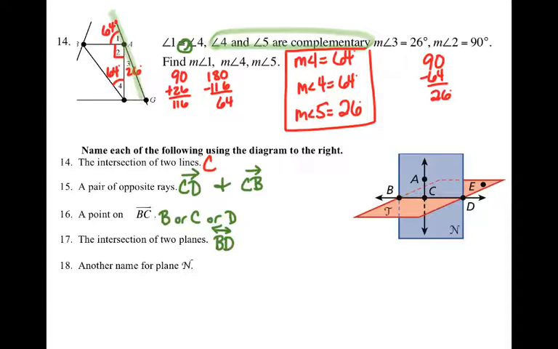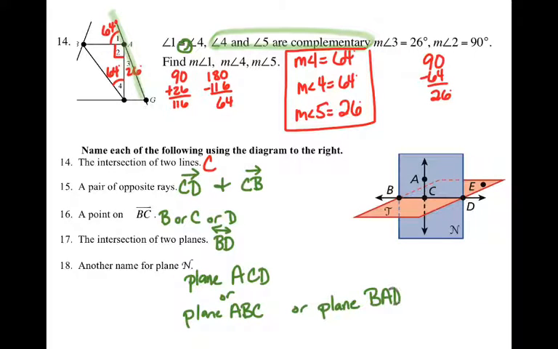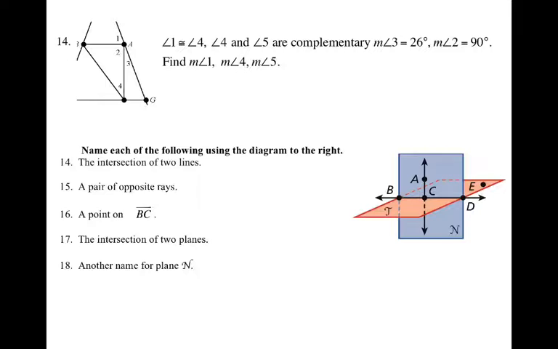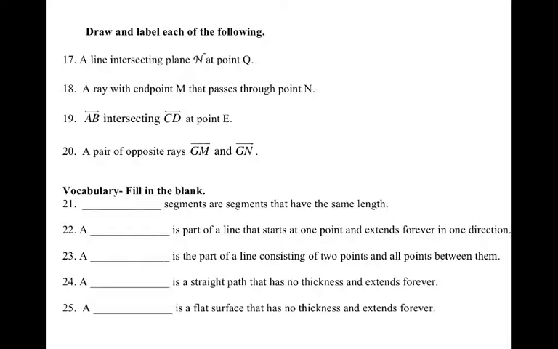And then another name for plane N, you have to choose 3 points on that plane that are not all on the same line. There's a lot of correct answers, okay? One correct answer is plane ACD. Another one might be ABC. Another one you could put is plane BAD. Or you could do, you can't do BCD. You couldn't do that one because it would be all 3 on the same line. Alright, and I don't know why it's on here. Okay, now, number 17, a line intersecting plane N at point Q.